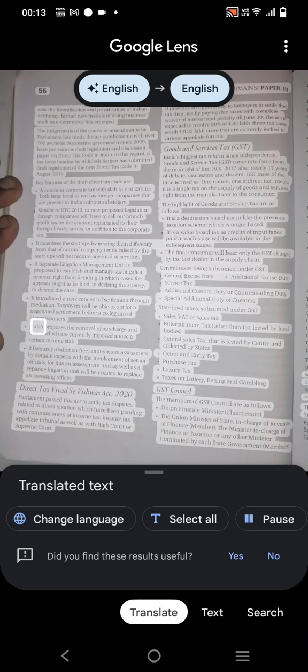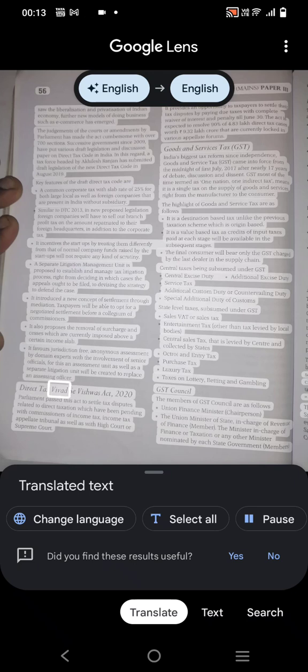It also proposes the removal of surcharge and cesses which are currently imposed above a certain income slab. It favors jurisdiction-free, anonymous assessment by domain experts with the involvement of senior officials. For this, an assessment unit as well as a separate litigation unit will be created to replace an assessing officer.